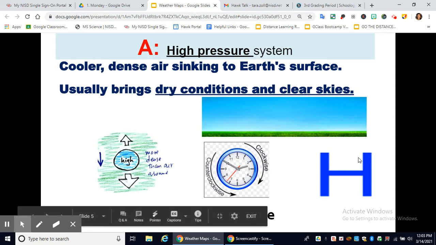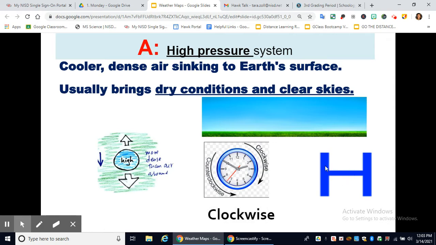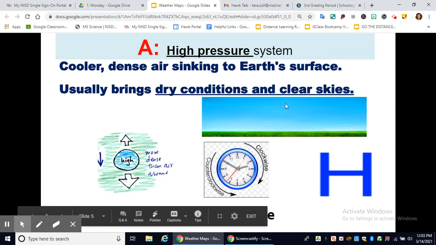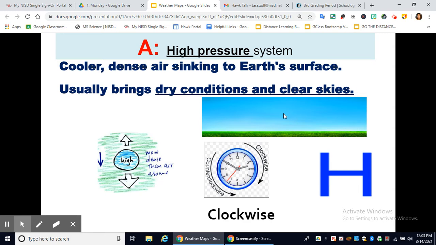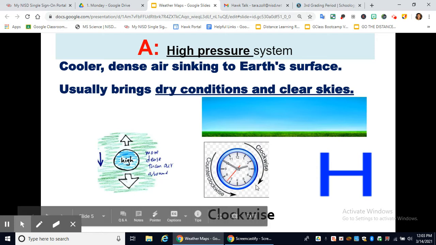High pressure systems. On the map, it's represented by an H. In high pressure systems, you have cooler, dense air sinking to Earth's surface. So it usually brings dry conditions and clear skies. Since the air is dense, no clouds can form. That pressure is pushing down on Earth. So you have good conditions, clear skies. And high pressure systems move in a clockwise direction.